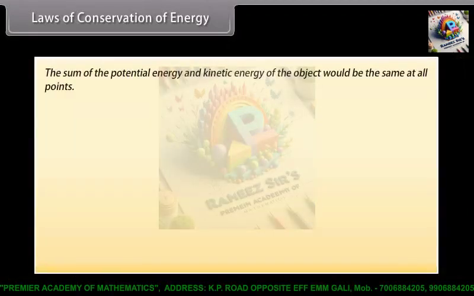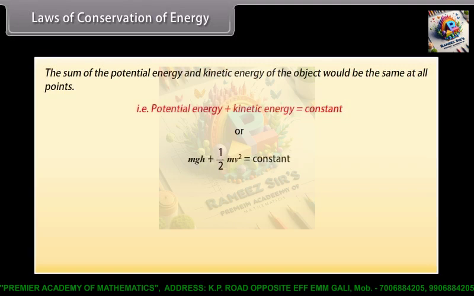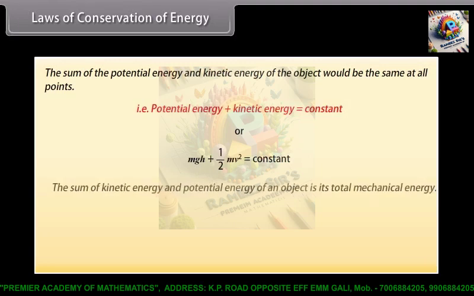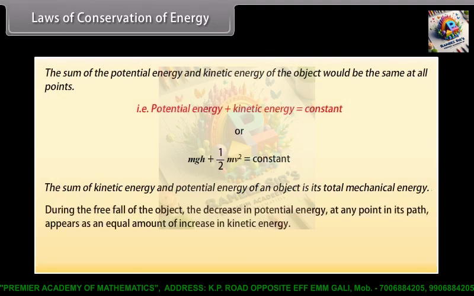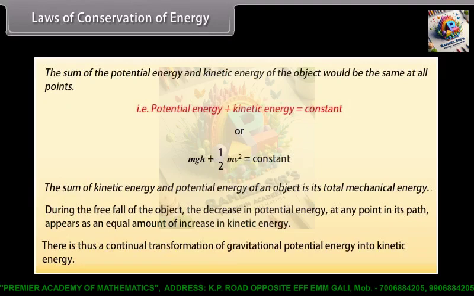However, the sum of the potential energy and kinetic energy of the object would be the same at all points. That is, potential energy plus kinetic energy is equal to constant, or mgh plus 1/2 mv square is equal to constant. The sum of kinetic energy and potential energy of an object is its total mechanical energy. We find that during the free fall of the object, the decrease in potential energy at any point in its path appears as an equal amount of increase in kinetic energy. There is thus a continual transformation of gravitational potential energy into kinetic energy.